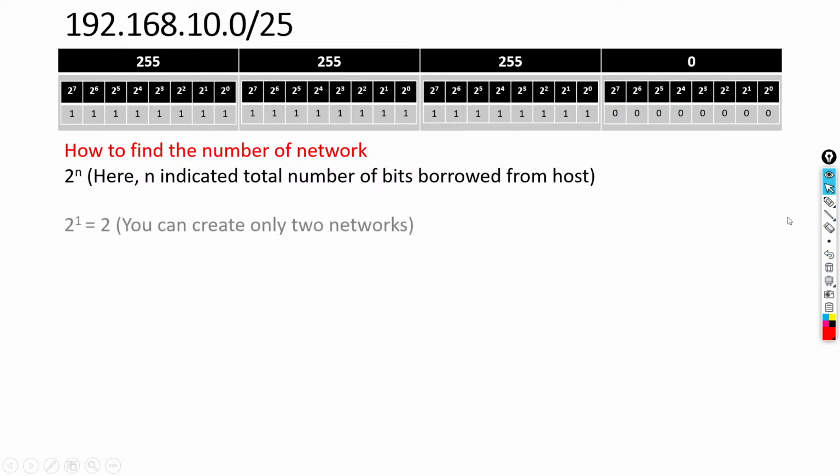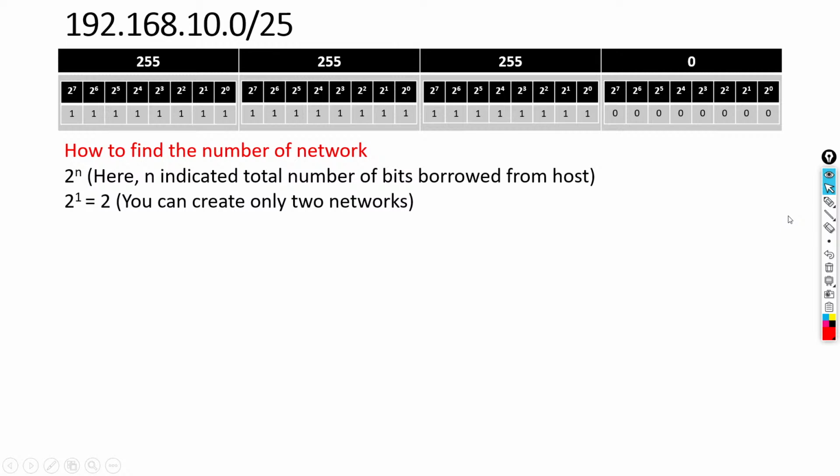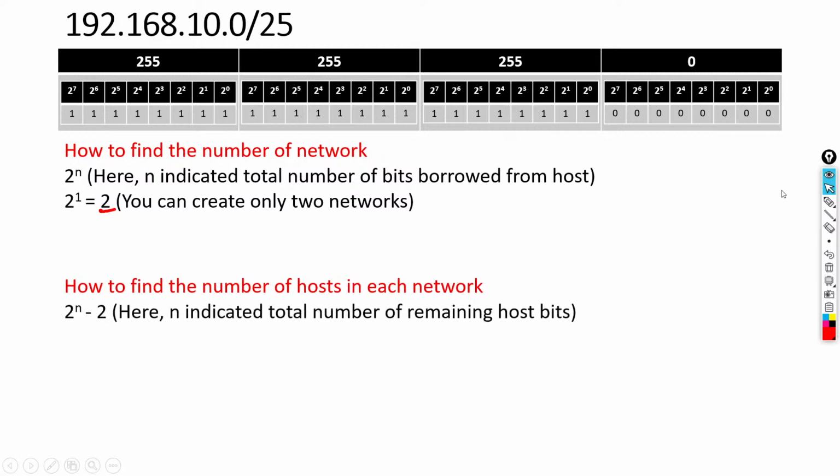Clear? Is it clear? Or if you have a doubt, you can ask me immediately. Okay? Now let's find out. See, here you will get 2 different networks, right? So on each network, how many IP addresses are you going to get? How many hosts are you going to get on each network? Let me show you. For this, the formula is 2 to the power n minus 2. Okay, 2 to the power n minus 2. Here, n indicates the total number of remaining host bits.